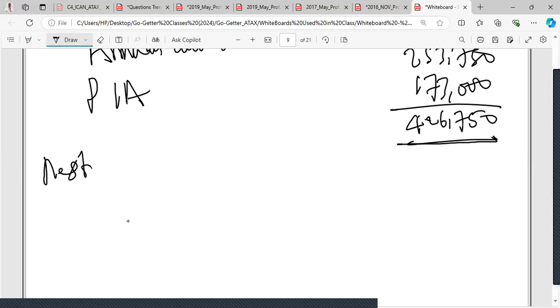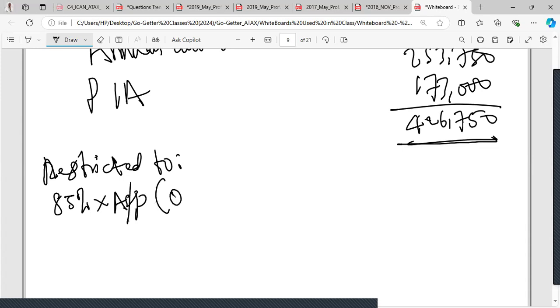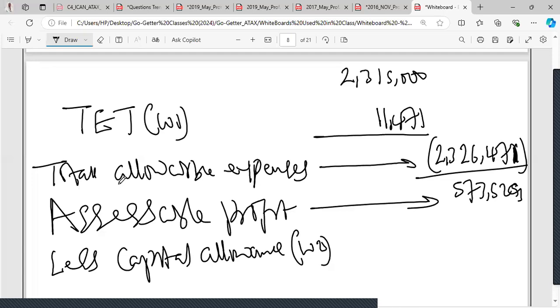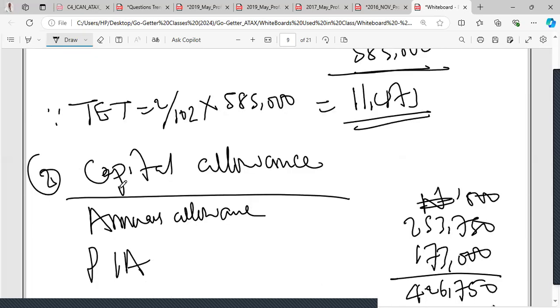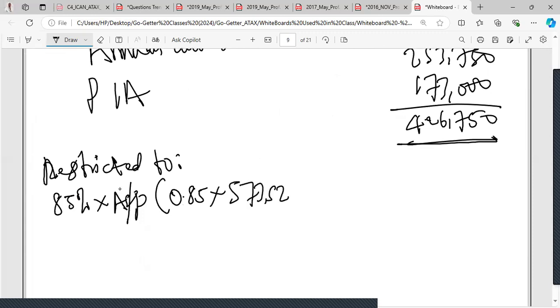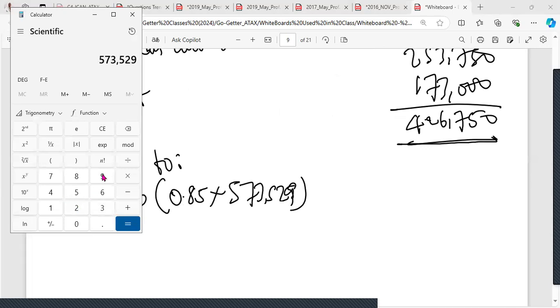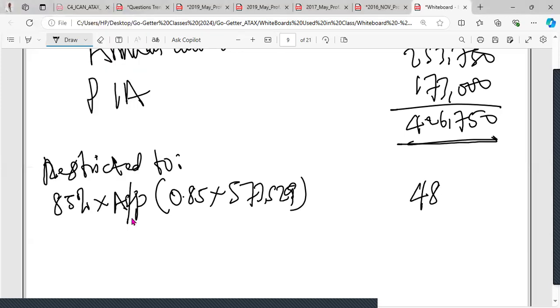Restricted to 85% of assessable profit. So I will do 0.85 multiplied by 573,529. That will give me 487,500.